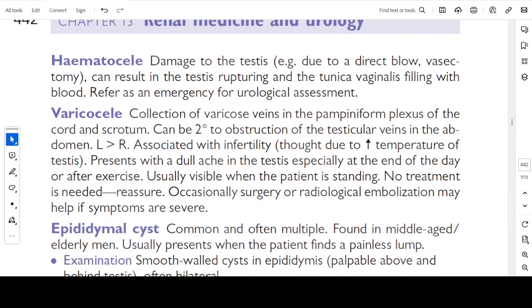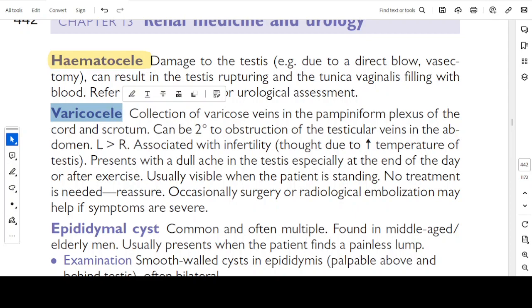Hematocele: damage to the testis, for example due to a direct blow or vasectomy, can result in the testis rupturing and the tunica vaginalis filling with blood. Refer as an emergency for urological assessment.